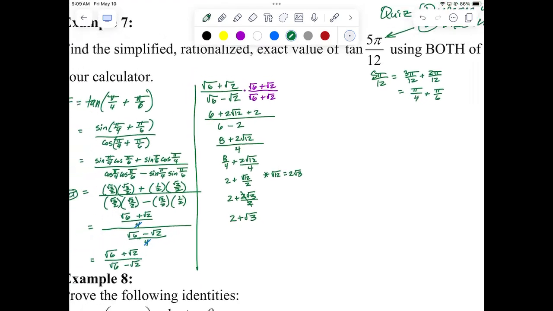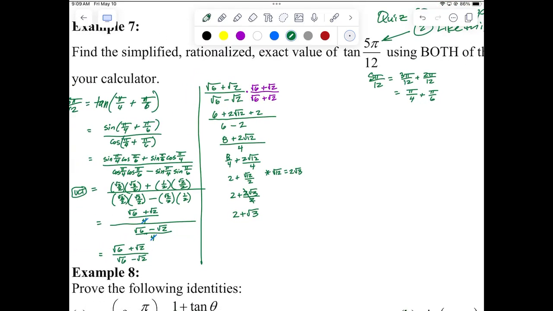OMG. Was it worth rationalizing the denominator? Yes, because instead of getting this answer on the left, we ended up with 2 plus the square root of 3. That's a lot simpler. Yeah, so it was worth rationalizing. Would I expect you to do that on a quiz or a test? Absolutely. This is some of the best algebra that we do all year long.